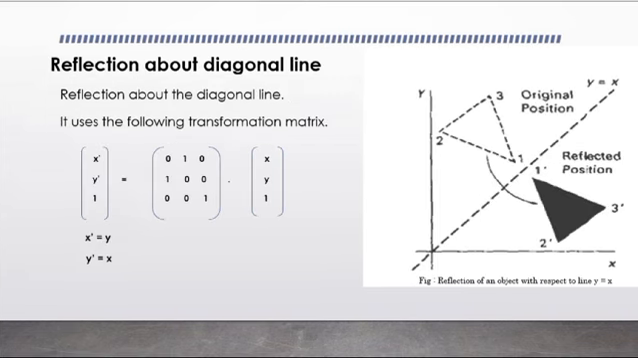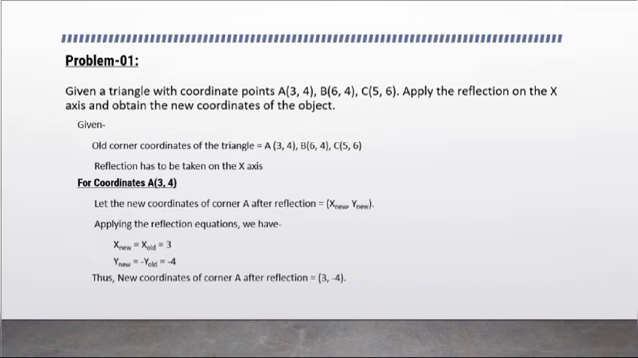At last, reflection about diagonal line. For reflection about diagonal line, the x and y values are interchanged. Here is the transformation matrix for reflection about diagonal line. The new coordinates can be represented as [x' y' 1] equal to [0 1 0; 1 0 0; 0 0 1] into [x y 1]. That is, x' equal to y, y' equal to x. Here is the figure for reflection about diagonal line. By observing the figure, we can see that the values of x and y are interchanged when the object is reflected.